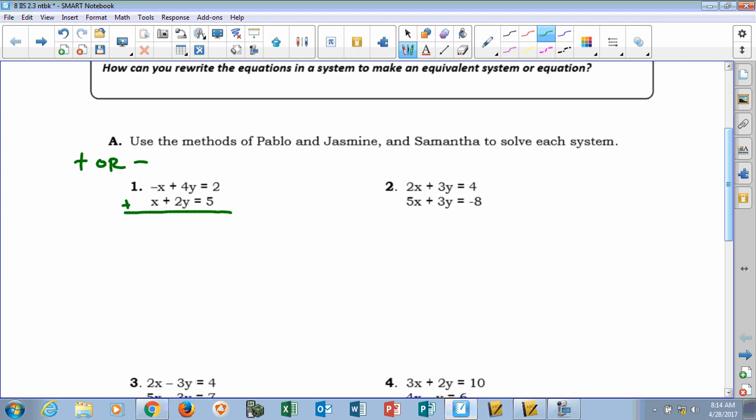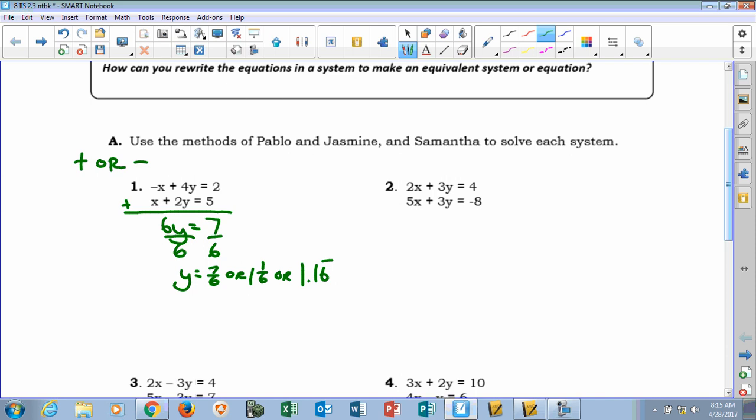Now in the book, the examples work horizontally. We're going to work vertically because you're used to working vertically. So when I take negative 1 plus 1, or negative y plus y, that's 0, right? That goes away. 4 plus 2 is 6, so we're left with 6y equals 7. And when I divide by 6, y equals 7/6, or 1 1/6, or, oh, what's my decimal? 1.1 repeating? 1.16 repeating.